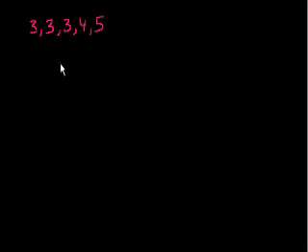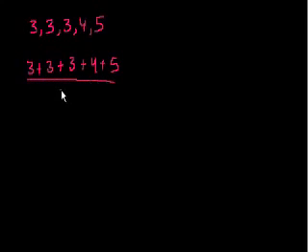If we wanted the population mean here, we would just add all the numbers up: 3 plus 3 plus 3 plus 4 plus 5. And then we would divide that sum by the number of numbers we have. We would divide that by 5. What would this be? This would be 9 plus 9, 18 over 5, which is 3 and 3/5, or 3.6. That is the population mean for this population of numbers.